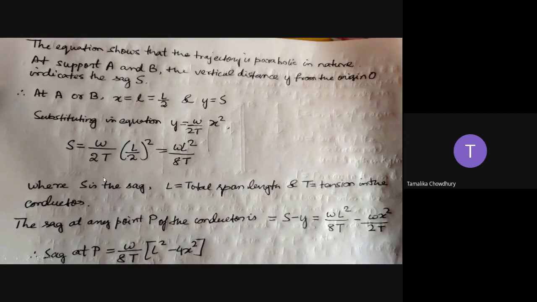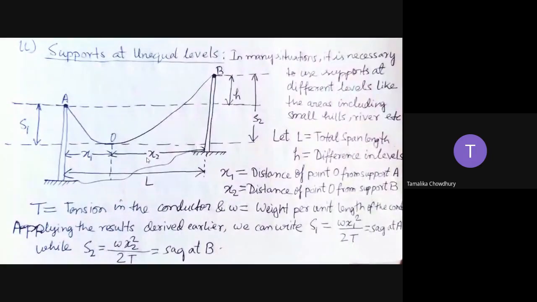Okay. You see this formula? So this formula is capital S equals W by 2T into distance square. Here L by 2 is not taken; x1 and x2 are taken. So for tower A, S1 equals W x1 square by 2T, and for tower B, S2 equals W x2 square by 2T. Now is it clear? Yes, ma'am.